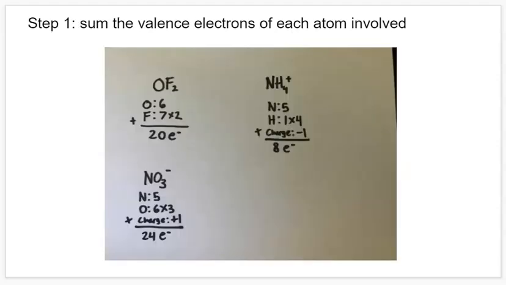So our first step is to sum up the valence electrons for each of the atoms involved. For oxygen difluoride, we have 6 for oxygen, 7 for fluorine times 2, gives us a total of 20. For nitrate, we have 5 for the nitrogen, 6 for each oxygen, and there's 3 of them. And then for ammonium, we have 5 from nitrogen, 1 from hydrogen, times 4.